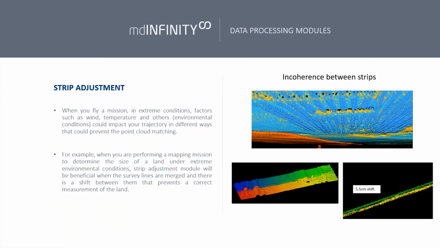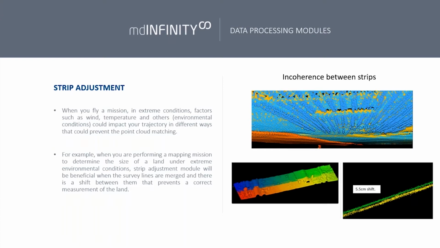Depending on various circumstances, your data could be affected. This could be wind, this could be temperature, or other factors where you have no influence on the data. So when you're performing a mapping mission with several flight lines, and maybe a bigger mission, it could happen that you have a shift between the strips you collected. And even with a boresight calibration, it could happen that you still have a small shift in it. With the strip adjustment, you can adjust it.